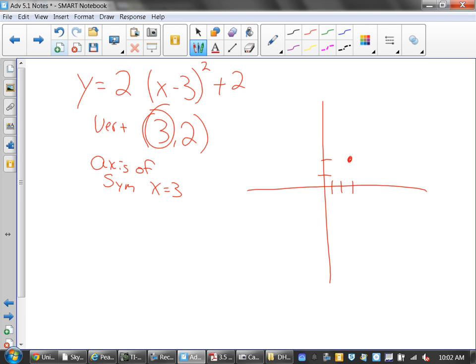All right. We know that this is going to go up like a cup. I know that my axis of symmetry is a vertical line through 3. Okay. So once again, I'm going to try and figure out some very easy value to substitute in. Now, if I chose 0, what's 0 minus 3? What's negative 3 squared? What's 9 times 2? Plus 2.